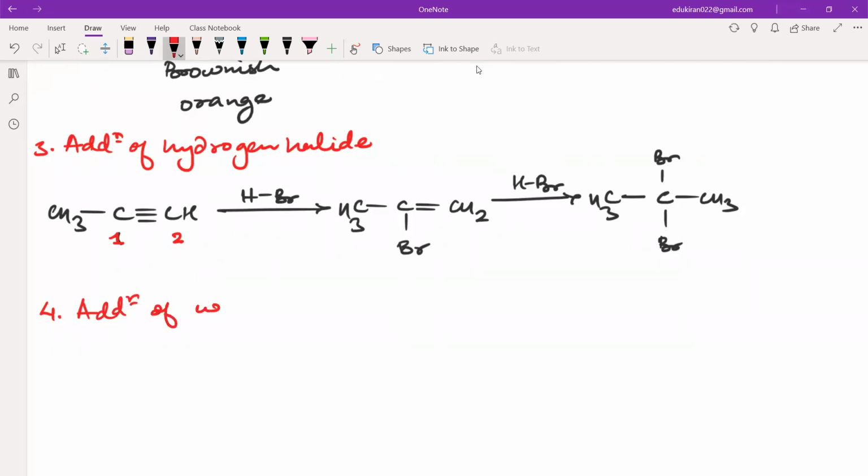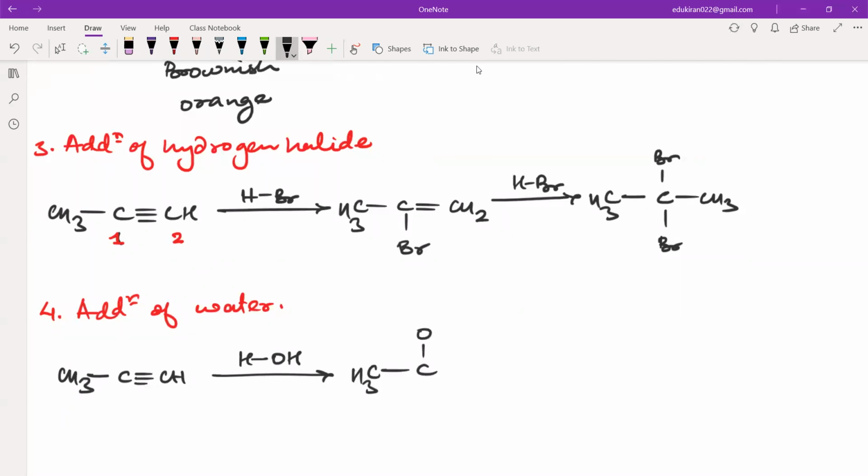Addition of water. In addition of water, CH3, C triple bond CH, reacting this with HOH. So what is the negative part in HOH? What is the negative part in HOH? OH. OH. OH, very good. Double bond, CH2, yes or no? Correct? Right, guys? Yes, sir. Yes, sir.